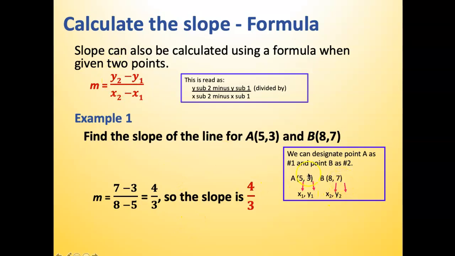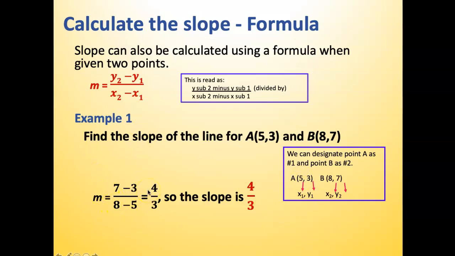You're just going to follow the formula. Replace y sub 2 by 7. And y sub 1 is 3 over here of point A, so replace y sub 1 by 3. So minus 3, all over x sub 2, which is 8, so replace x sub 2 by 8, and x sub 1 is 5. 8 minus 5. Then do the math.